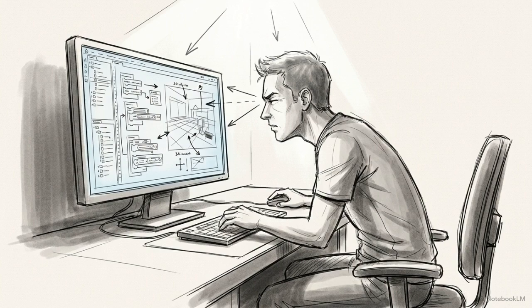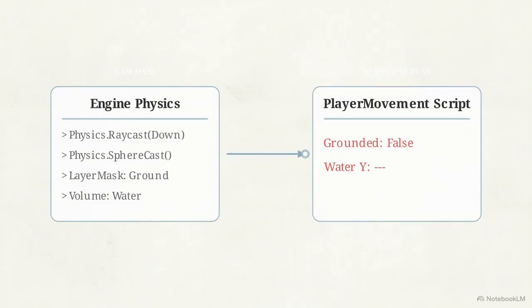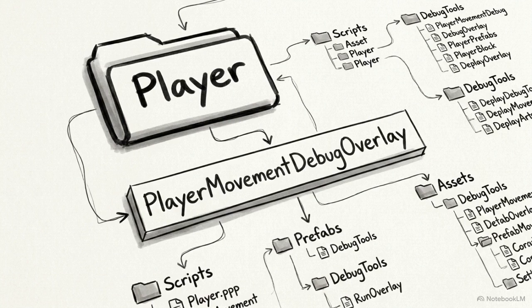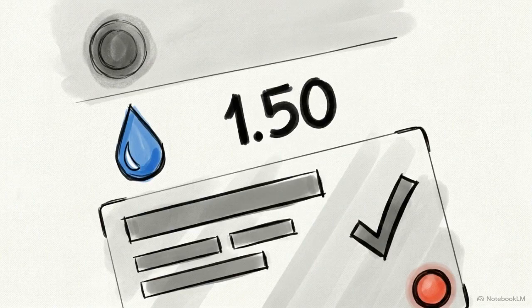We have built the layers and the water volumes, but visual testing is subjective. We need real-time mathematical proof that the engine is reading these states correctly. We attach the player movement debug overlay script directly to our player hierarchy. In play mode, we monitor the corner of the screen. We verify that the grounded metric reads true when traversing the terrain layer, and we confirm the exact water Y integer populates the moment we step inside the shoreline trigger volume.